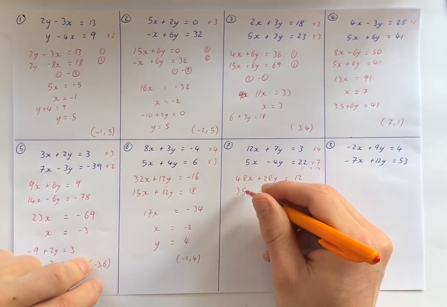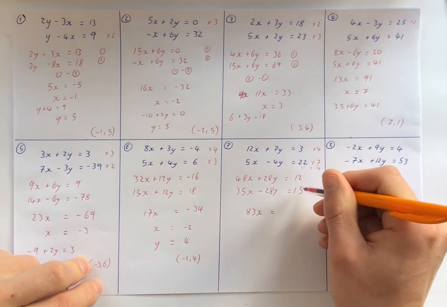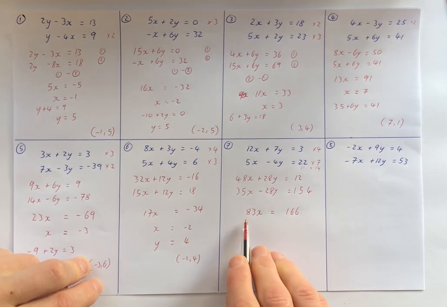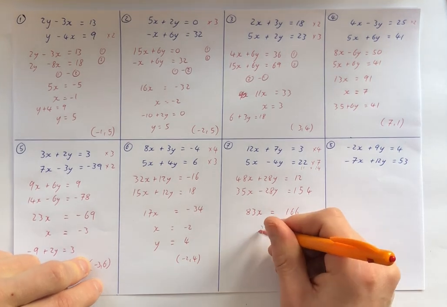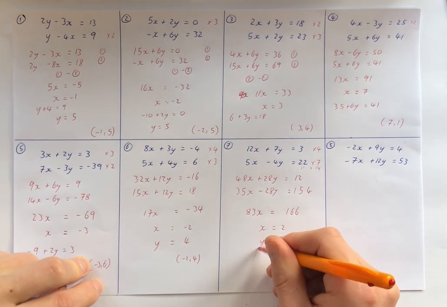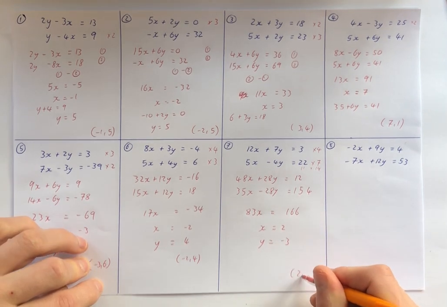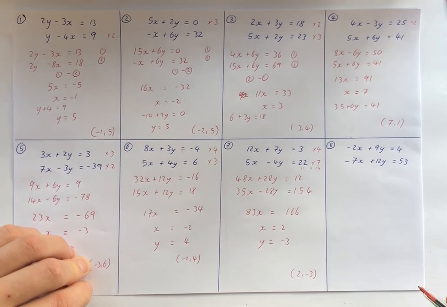So now we can add. So 48 and 35 is 83x, and that's going to be equal to 166. 2 80s is 160, and 2 83s is 166. x must be 2, and I'll just give you the y. It should be negative 3. Cool. Last question. All right.